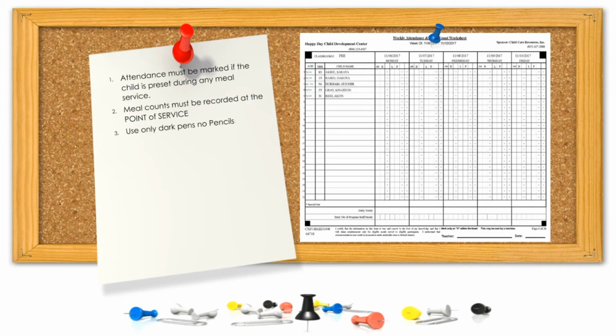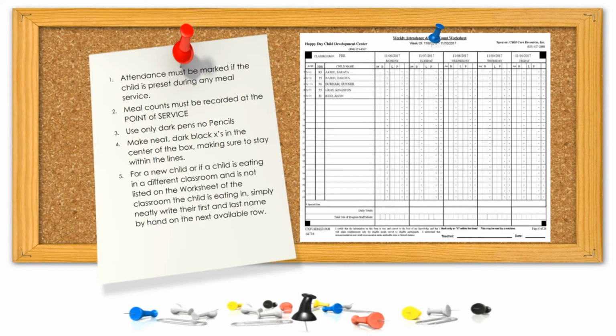Use only dark pens, no pencils. Make neat dark black X's in the center of the box, making sure to stay within the lines. For a new child, or if a child is eating in a different classroom and is not listed on the worksheet of the classroom the child is eating in, simply neatly write the child's first and last name by hand on the next available row. To make corrections, use only whiteout, no stray marks. Sign and date the worksheet before submitting.